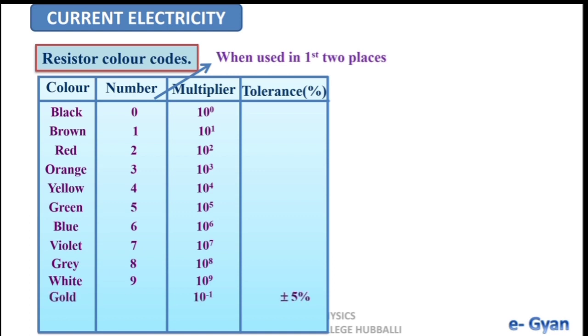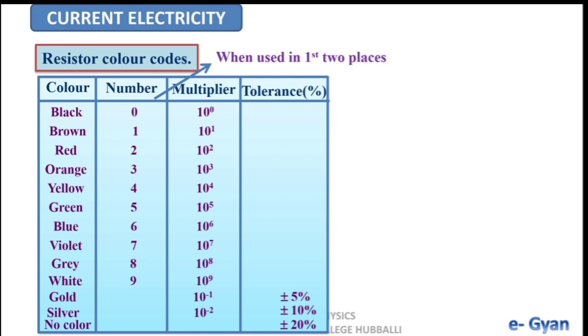Gold: multiplier for gold is 10 to the power of minus 1 and tolerance is plus or minus 5%. For silver, multiplier is 10 to the power of minus 2, tolerance is plus or minus 10%. If no color, there is no multiplier for that and tolerance is plus or minus 20%.